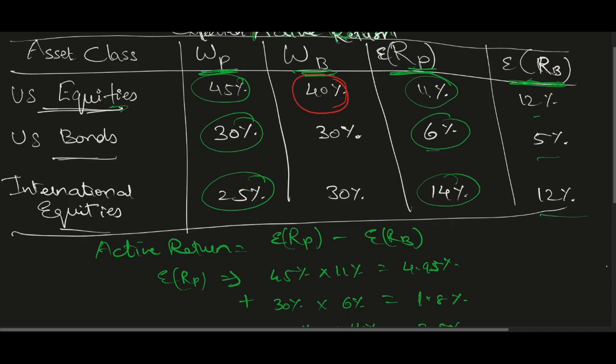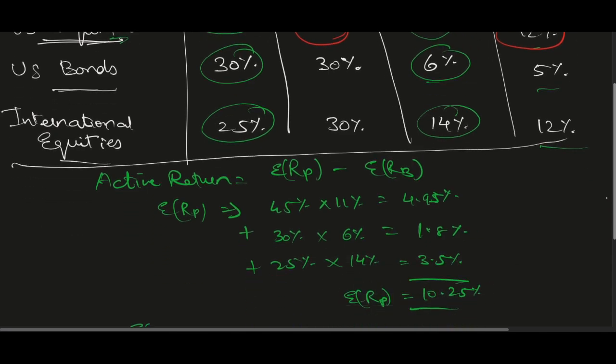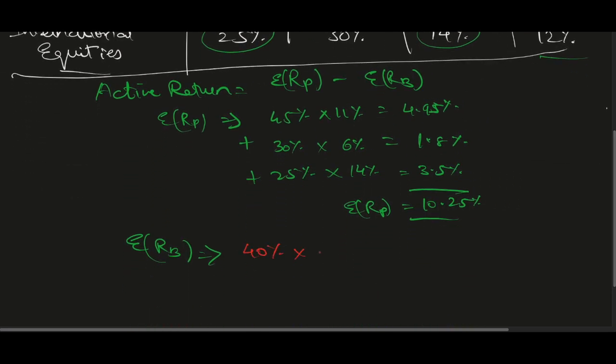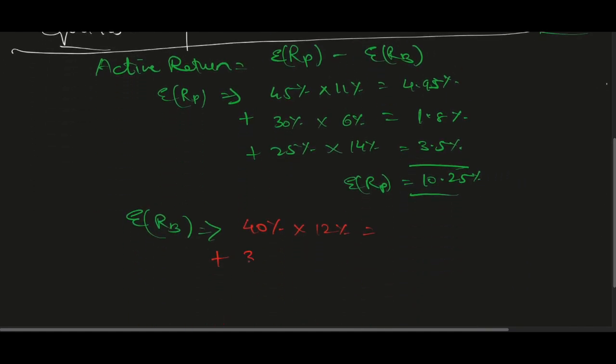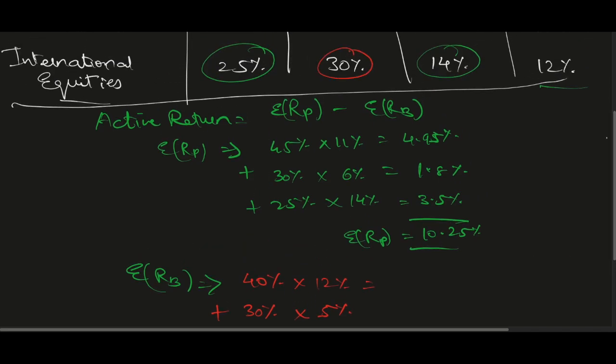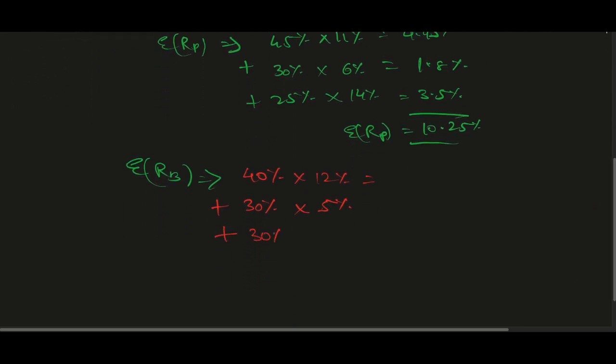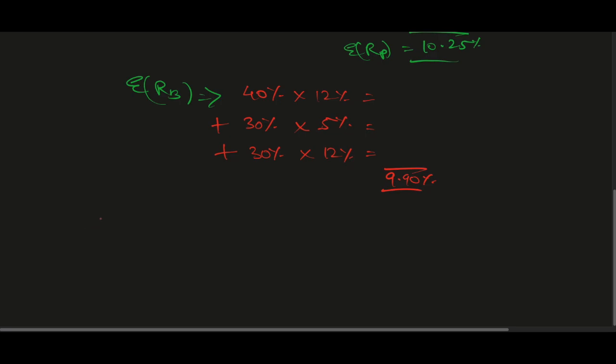Now similarly, expected return of the benchmark is equal to, so this is weight of the benchmark and expected return of the benchmark. So 40% into 12% plus 30% into 5%, then 30% into 12%. So adding all this will come to 9.90%.